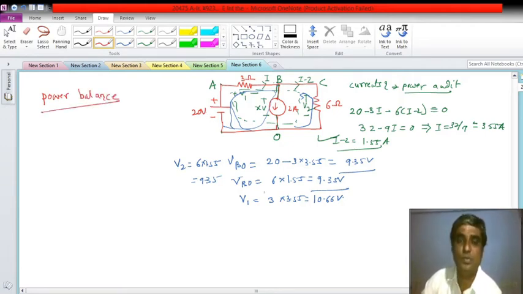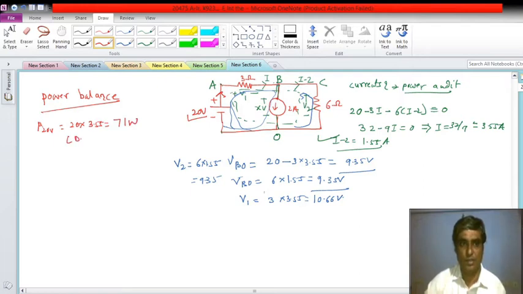So as current is coming out from the positive terminal, this source will deliver the power. Power delivered for the 20 volt source will be 20 into its current, 3.55, so it comes out to 71 watt. And what is the remark? Better you write the remark: it will deliver the power. Now I am observing two resistors which will absorb the power.